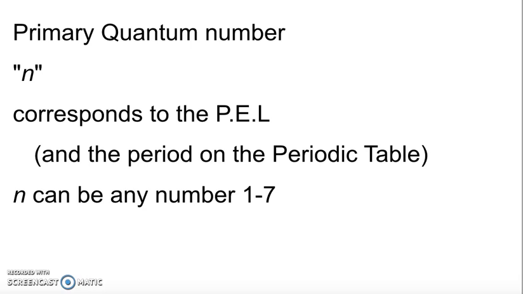The primary quantum number corresponds to the principal energy level, abbreviated PEL. Sometimes you see letters associated with each of the four numbers. The primary quantum number is represented by the letter n. This is really trivial; I'm not interested in you knowing too much about this other than that it exists. The primary quantum number can be anywhere from 1 to 7 because there are 7 principal energy levels, which also corresponds to the number of periods or rows on the periodic table.